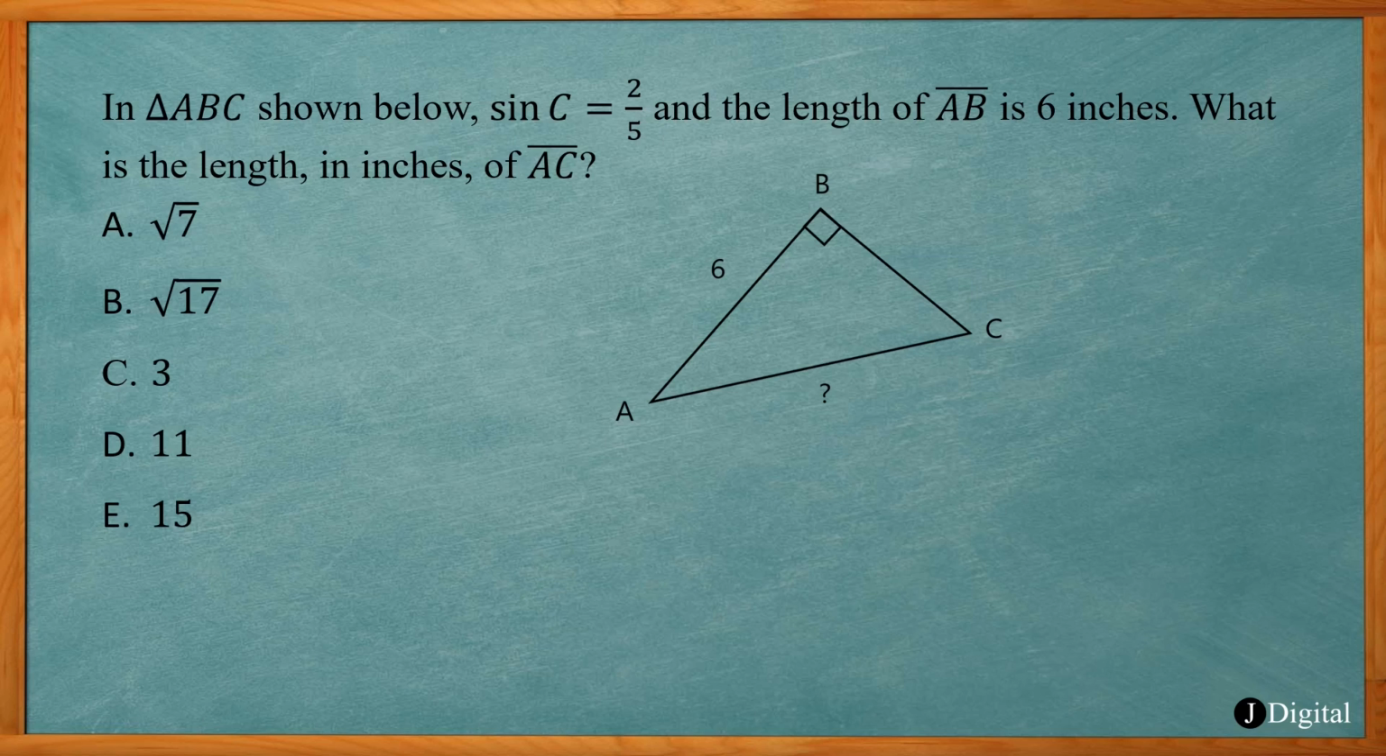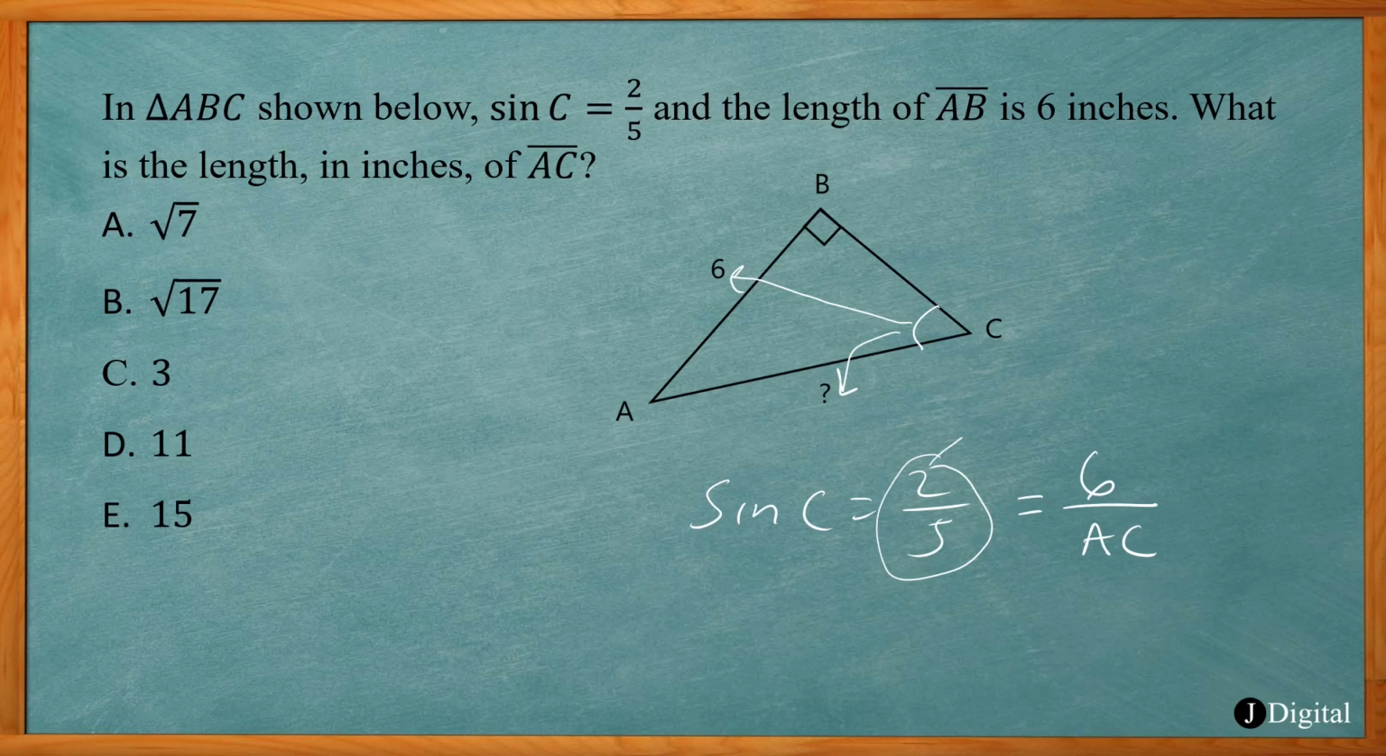So we have sine of C is 2/5. Remember, sine is opposite over hypotenuse. So in this case, if that side is equal to 6, and we don't know AC, it's going to be proportional to the 2/5. So you can either cross multiply or just determine going from 2 to 6 is times 3. So I have to do the same thing to the bottom, multiply by 3. 5 times 3 is 15.